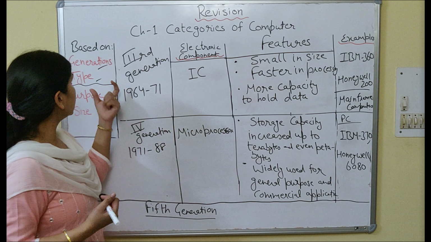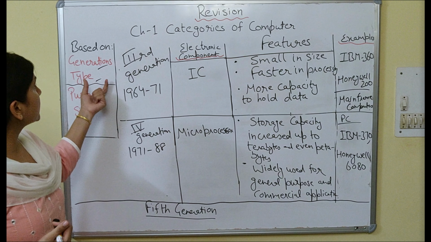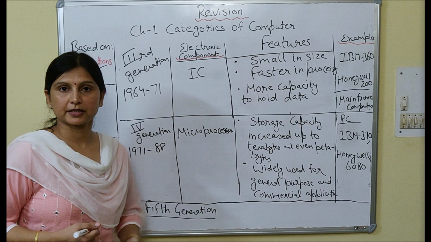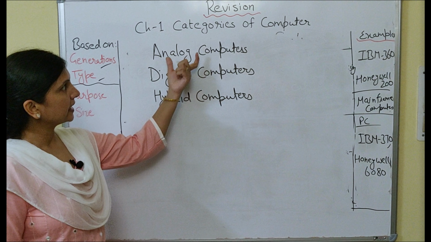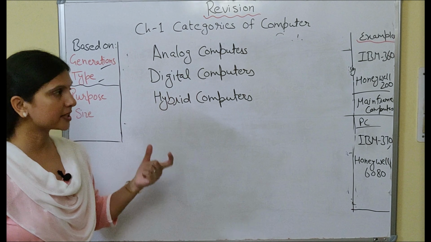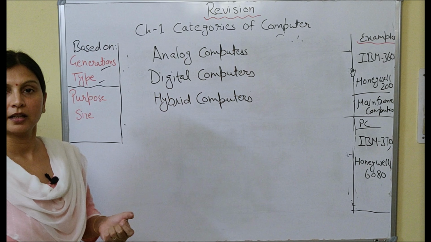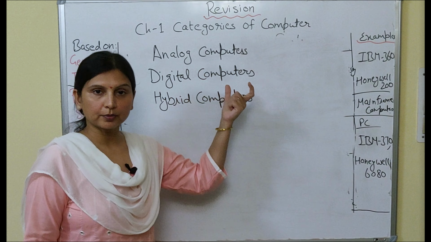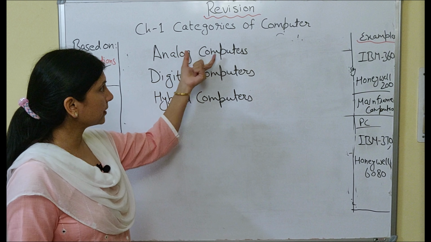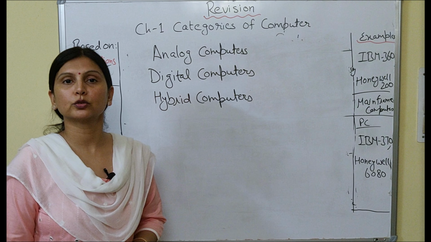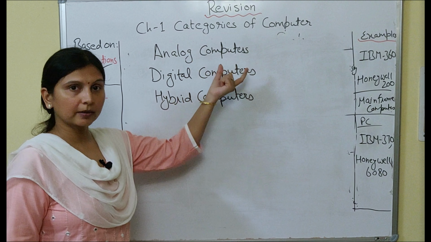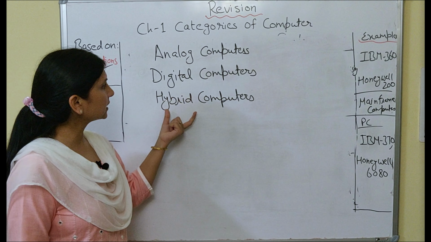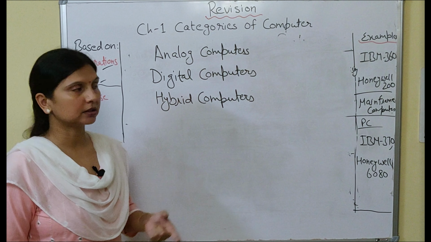Now we will see the category of computers based on type. On the basis of type, computers are categorized into 3 parts: first is analog computer, digital computer, and hybrid computer.